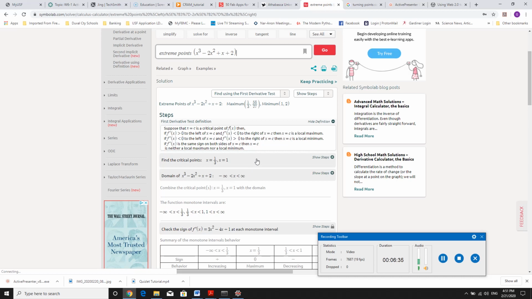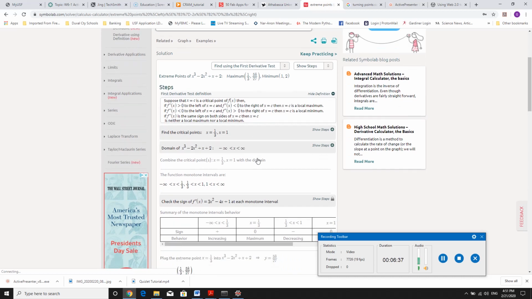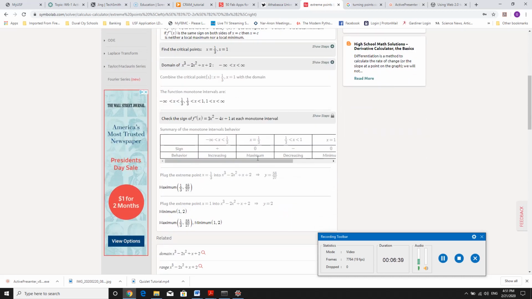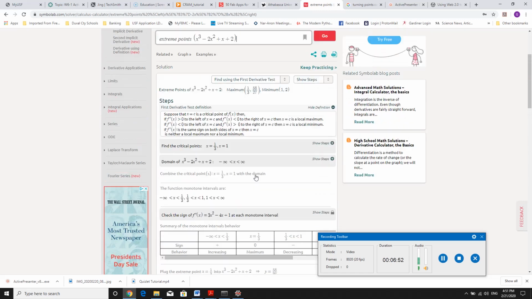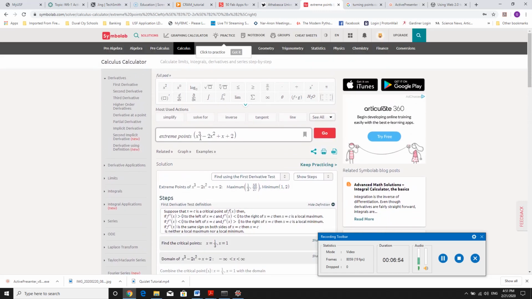So Symbolab will go through that whole process: take the first derivative, check the signs by checking the point on either side that it needs to check. And it will give you the local maximum and local minimum of the function. One of the nice things it also has is that you can click on a graphing calculator, showing there's a maximum at 1/3 and a minimum at 1.